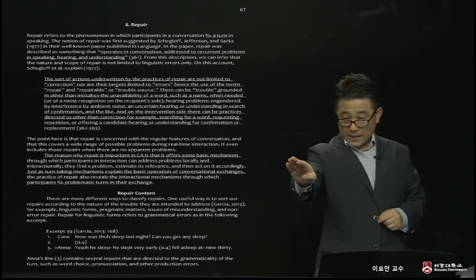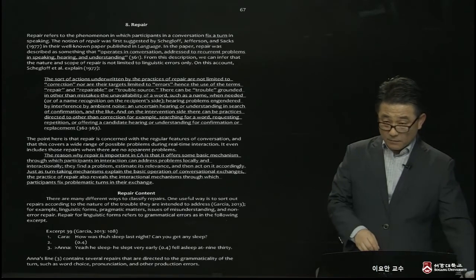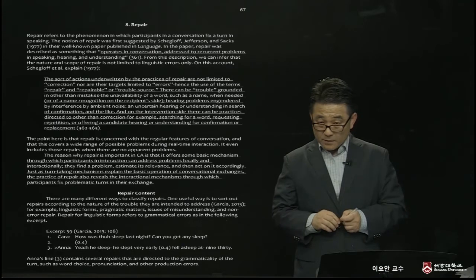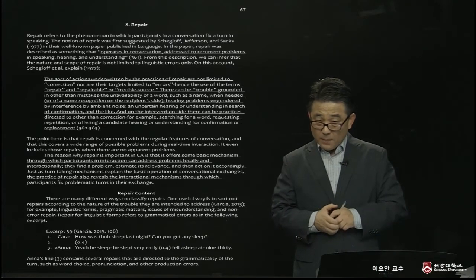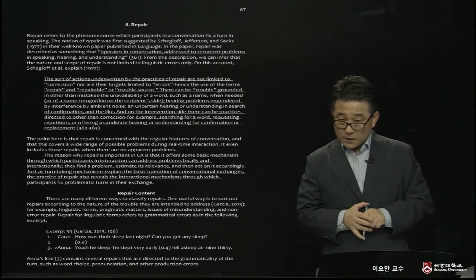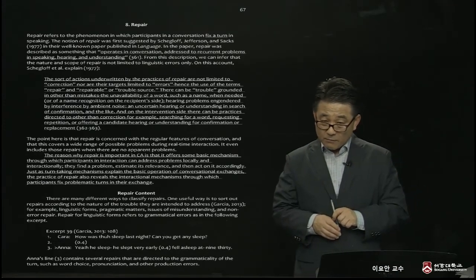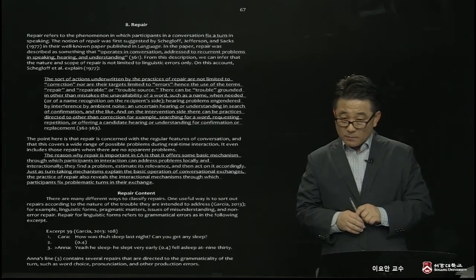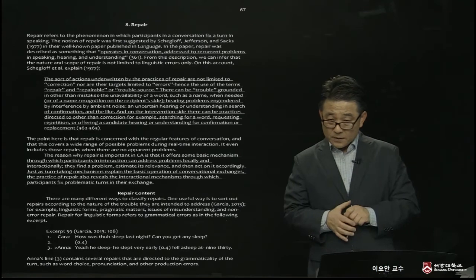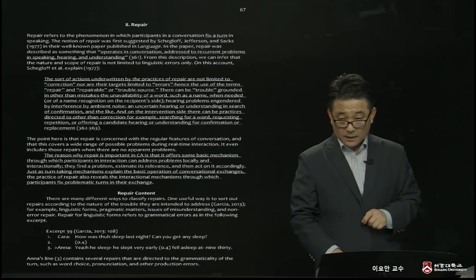Now later on in line here, the next paragraph: the reason why repair is important in CA is that it offers some basic mechanisms through which participants in interaction can address problems locally and interactionally. They find problems, estimate the relevance, and act on it accordingly. Just as turn-taking mechanisms explain the basic operations of conversational exchanges, the practice of repair also reveals the interactional mechanisms through which participants pick out problematic turns in their exchange.